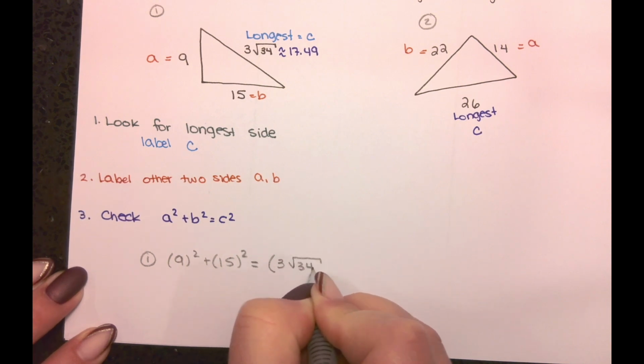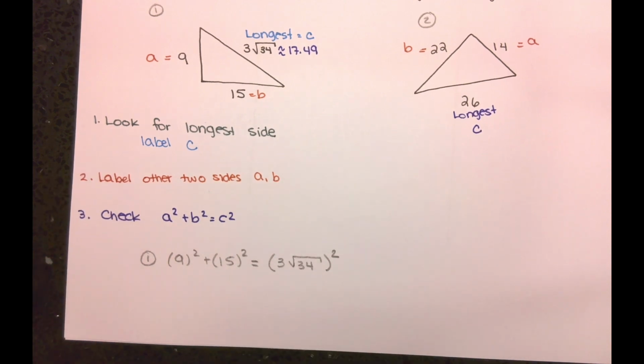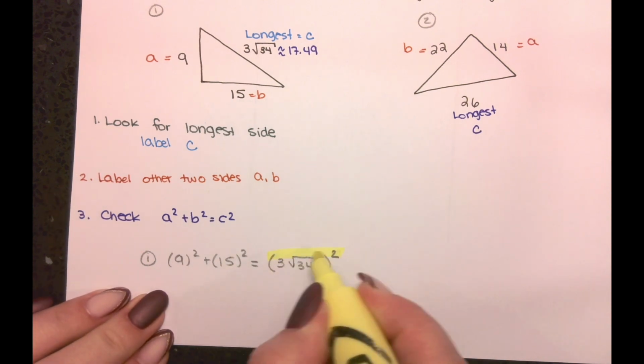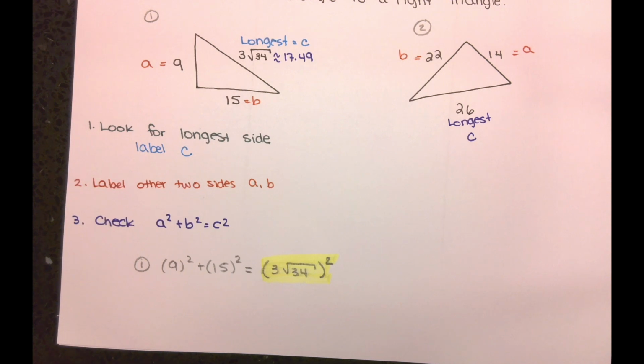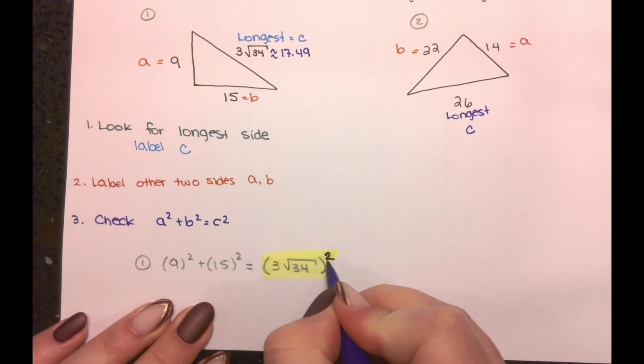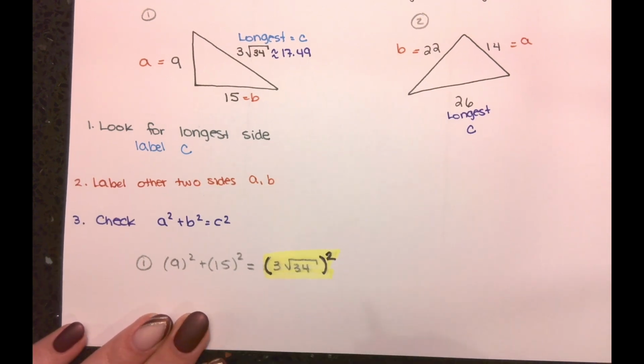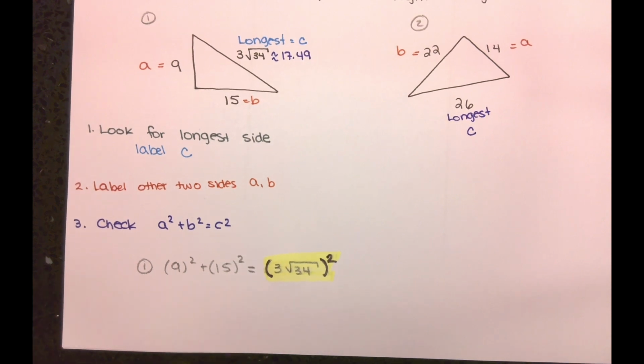This one, and I will highlight it, needs to be in parentheses. Exactly like this. The 2 needs to be outside the parentheses. Super duper important. Now, 9 and 15, they don't have to be in parentheses. That's fine. But this one does need to be in parentheses.